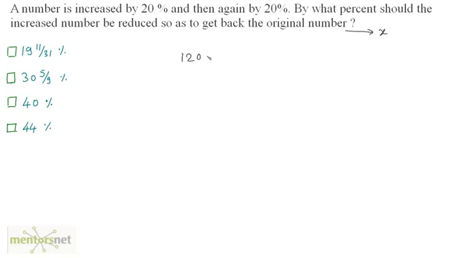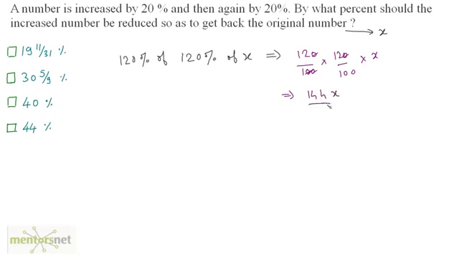So 120% of x. Now this value is again increased by 20%, so again I can write 120% of this value. Let us calculate what it comes out to be. We have 120 upon 100 times 120 upon 100 times x. So we can cancel out these zeros. So this is 144x upon 100.